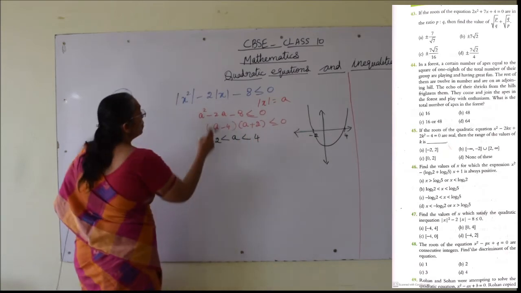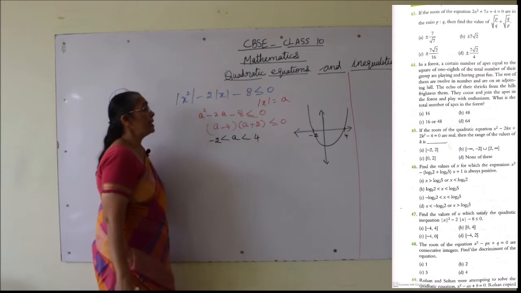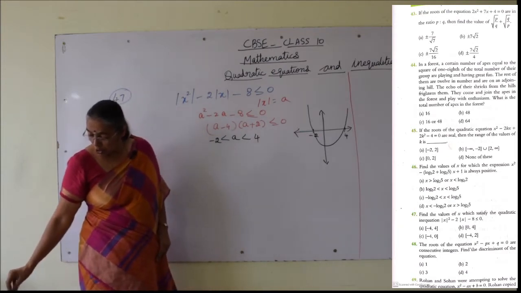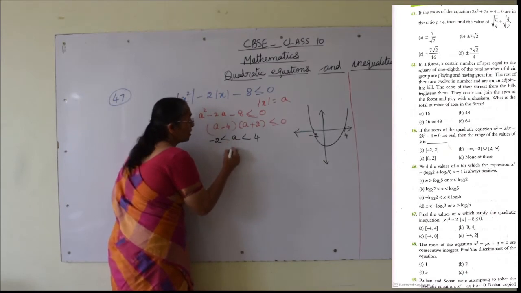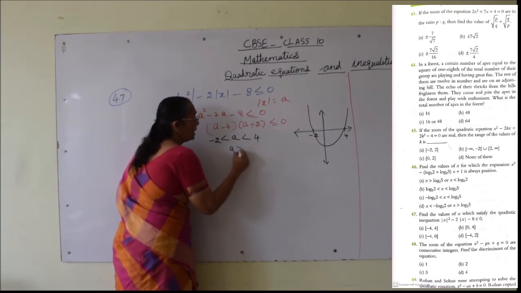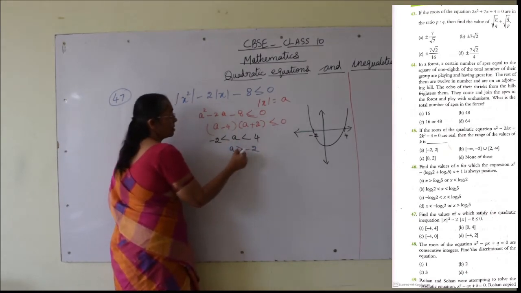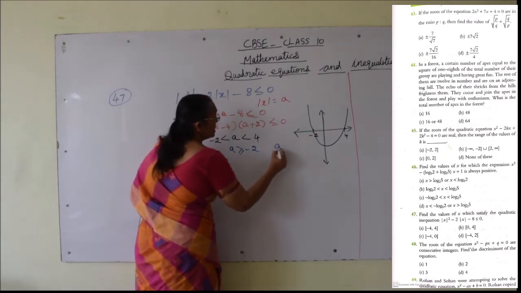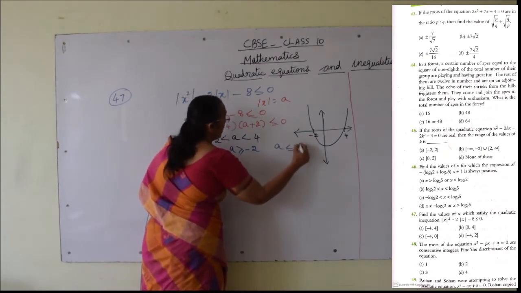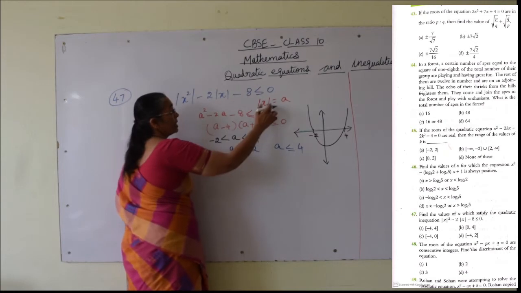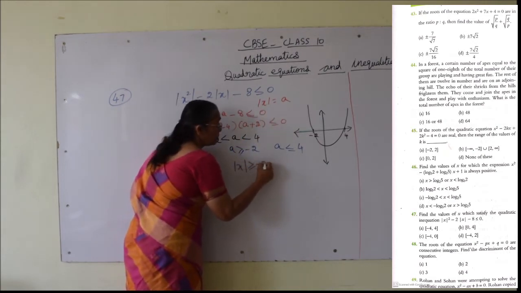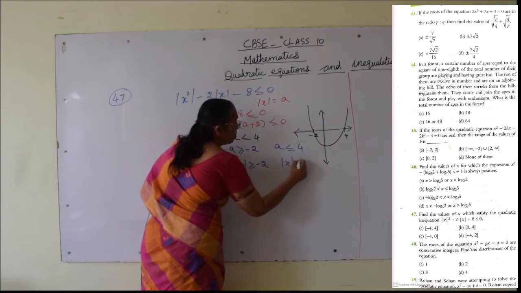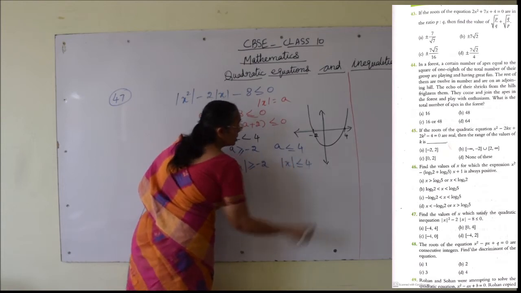Now, what is a? a is nothing but mod x. Let me split this: a is greater than or equal to minus 2, and a is less than or equal to plus 4. So modulus of x is greater than or equal to minus 2, and modulus of x is less than or equal to 4.